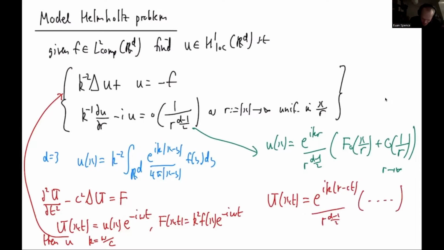And so you see this is now a function of r minus ct. That's a wave moving in the positive r direction as time increases. Positive r direction means away from the origin, away from the source f. So the physical interpretation of this condition is that waves are moving away from the source towards infinity. Right, so that's our model Helmholtz problem.